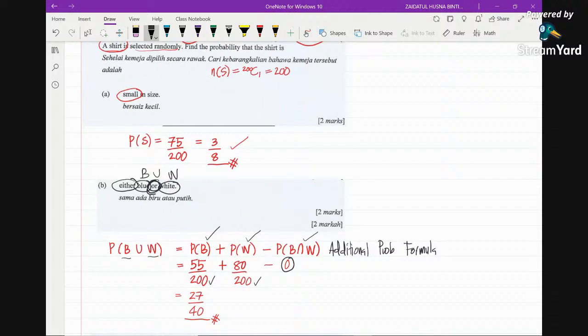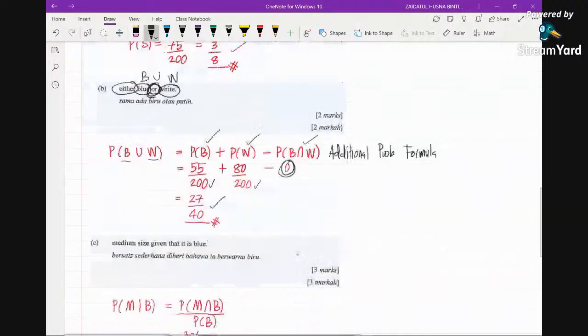They cannot happen at the same time, just like the events of choosing boy and girl. If you choose one student from the classroom, there is no possibility that you'll get a student who is both boy and girl, right? Because we know that the two events are mutually exclusive events. The same thing applies here, because if you choose the shirt, there is no possibility that the shirt will be both blue and white. So that's why we put 0 here. And we just obtain the value by pressing the calculator. It's 27 over 40.